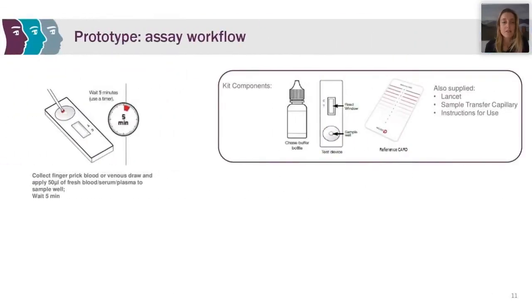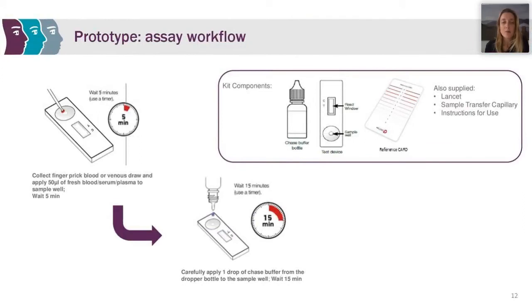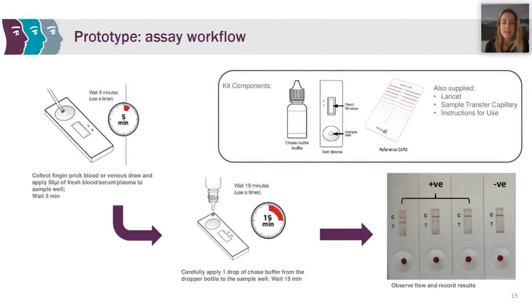How it works: you have to use 50 microliters of finger prick blood or venous blood. You apply it into the sample well. You wait for 5 minutes for it to be absorbed. After that, you will add 1 drop of chase buffer and wait for 15 minutes. And then you've got your results here. The first 3 tests are positive, with CAA present, able to be detected, and then you've got a negative one here.